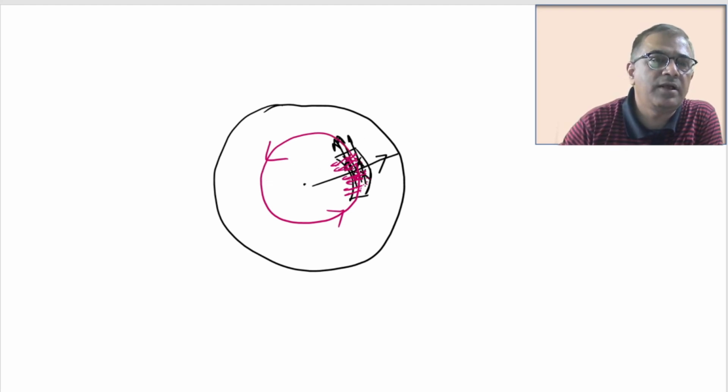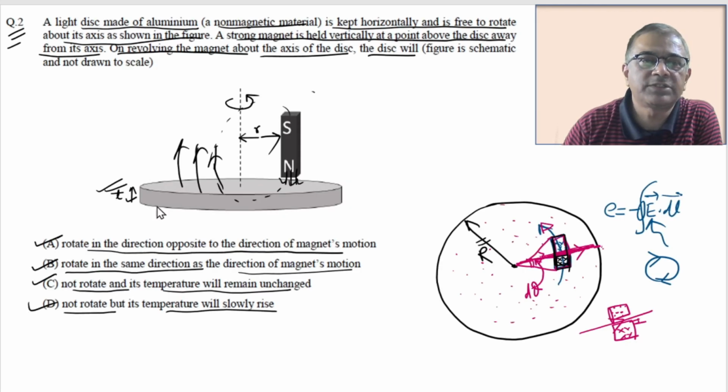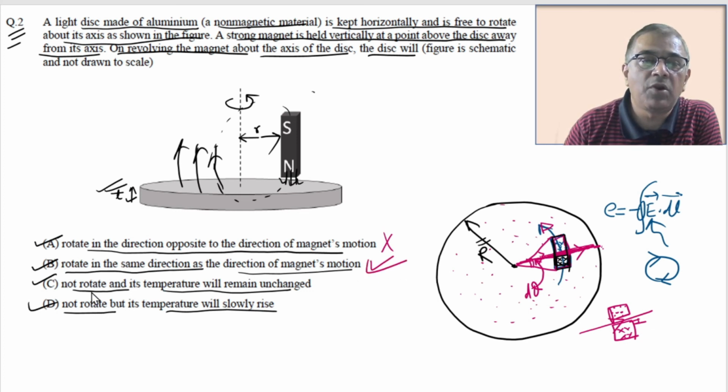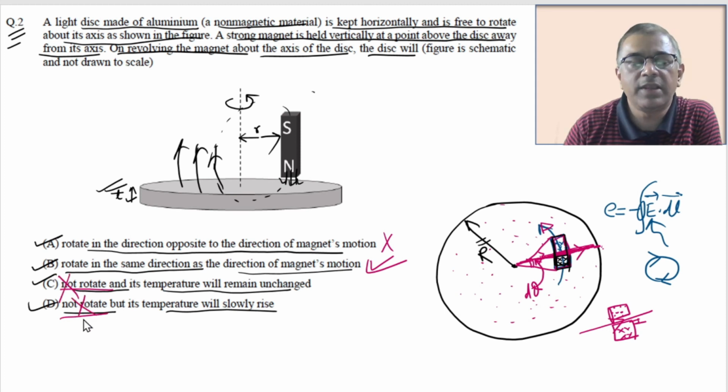Now let's see the other options given. Will rotate in a direction opposite to the direction of the magnetic field: this is false. Will rotate in the same direction as the direction of the magnetic field: this is a correct statement. The option that it will not rotate has to be totally incorrect. But definitely we should look at whether the temperature will increase or not. I'm telling you the temperature will increase.